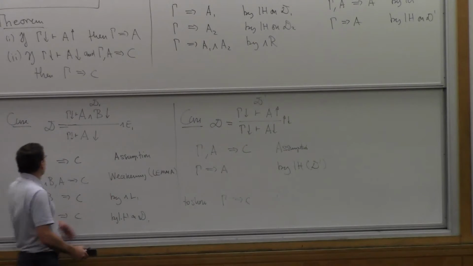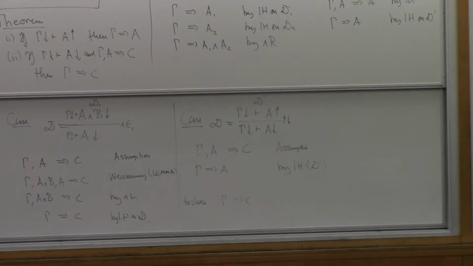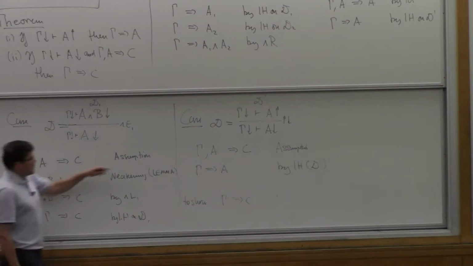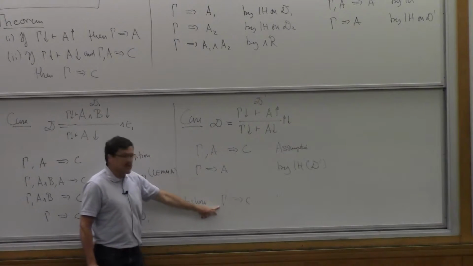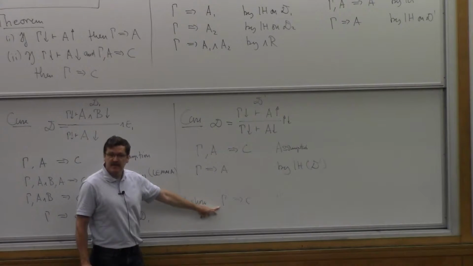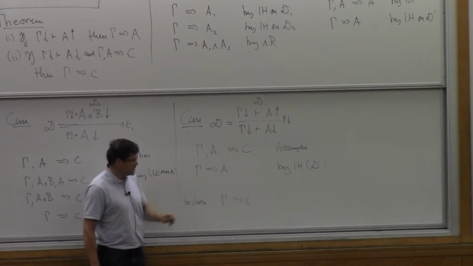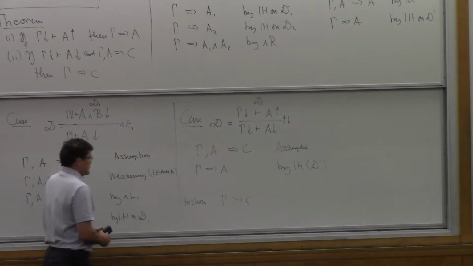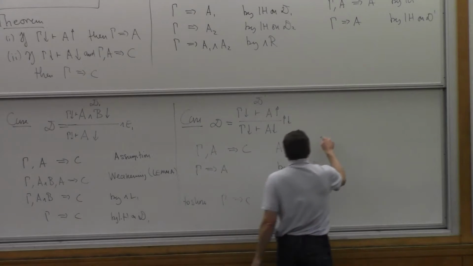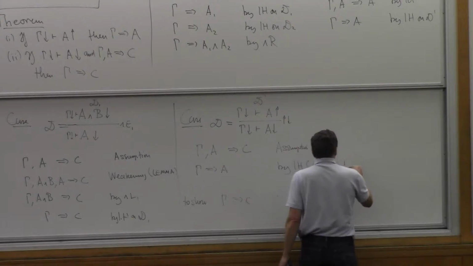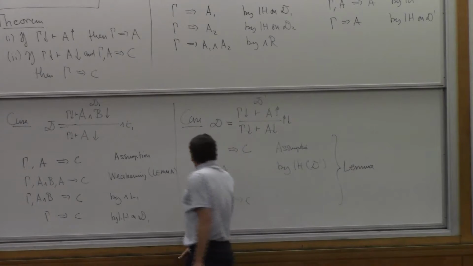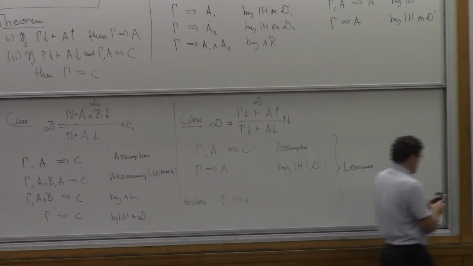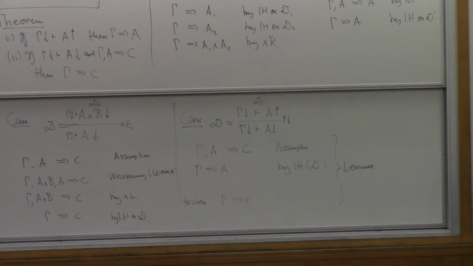We would be able to translate everything with up and down arrows into the sequent calculus if whenever gamma and A proves C and gamma proves A, then gamma already proves C. Then we would be done, if you can show this, right? So this whole thing here now becomes a lemma, right? If I could prove that, I would be done.